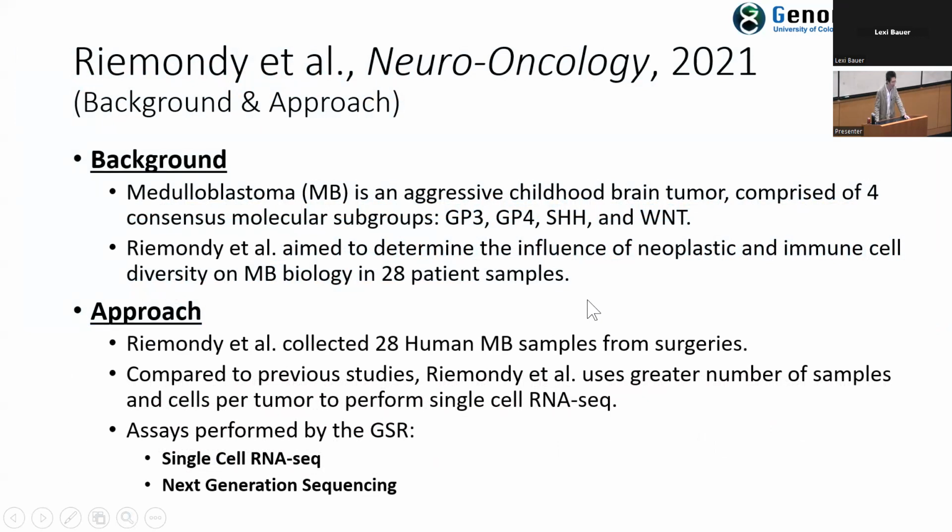A little bit of background. Medulloblastoma, MB, is an aggressive childhood brain tumor comprised of 4 consensus molecular subgroups: GP3, GP4, SHH, and WNT. Ramandi et al. aimed to determine the influence of neoplastic and immune cell diversity on medulloblastoma biology in 28 patient samples. So what they did was collect 28 human MB samples from surgeries. What makes this paper unique is that, compared to all the previous studies, they used a greater number of samples and cells per tumor to perform single-cell RNA-seq. And of course, how we contributed is by performing the single-cell RNA-seq and next-gen sequencing for them.